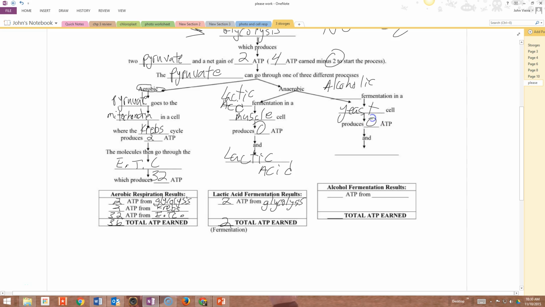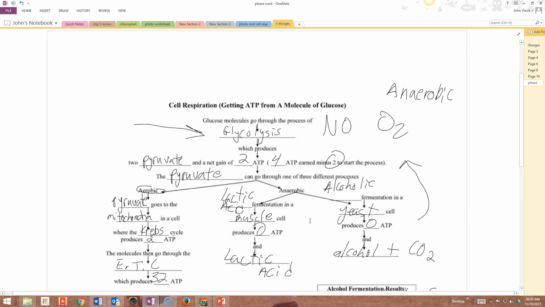All right, yeast. Produces how many ATP? 0, because it's glycolysis. Alcohol, but what else do we produce besides alcohol? Carbon dioxide gas. So we have 2 ATP from glycolysis for a net gain of 2. Got it? Guess where this goes, everybody?